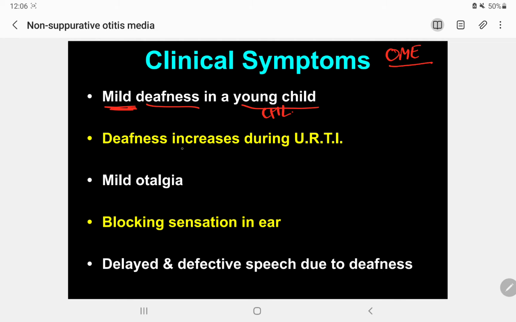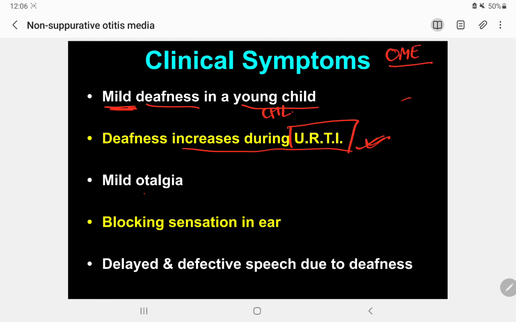And then deafness increases during URTI, any kind of inflammation in the upper respiratory tract infection can cause deafness, because edema can happen, right? And then inflammation can happen, so that will also cause deafness during the URTI.